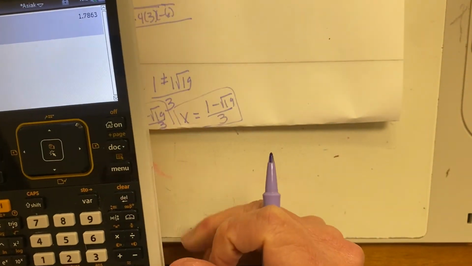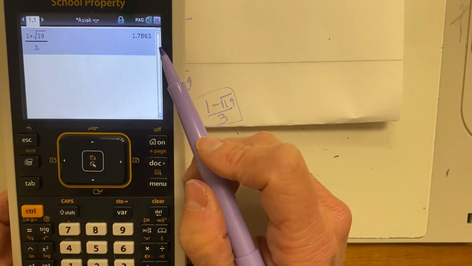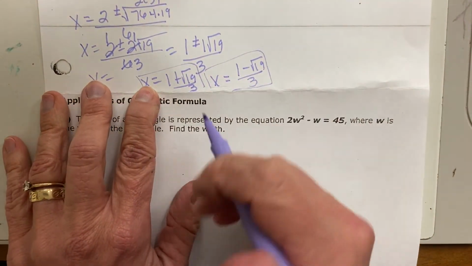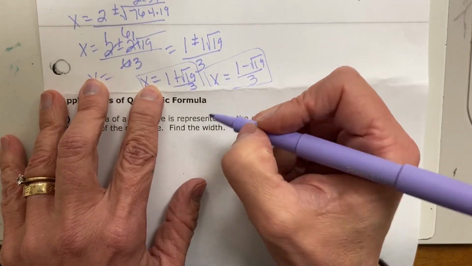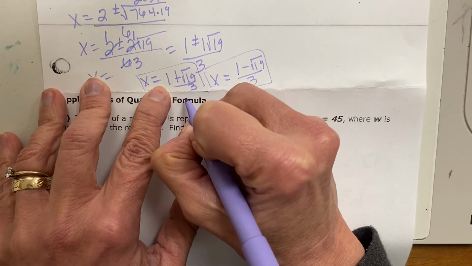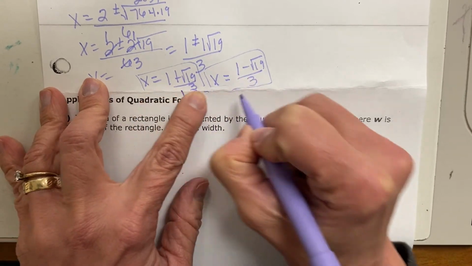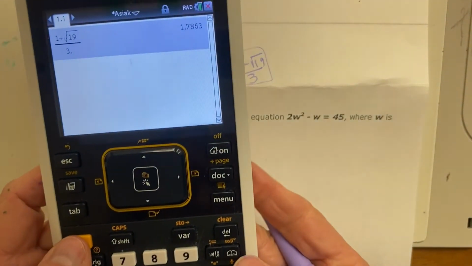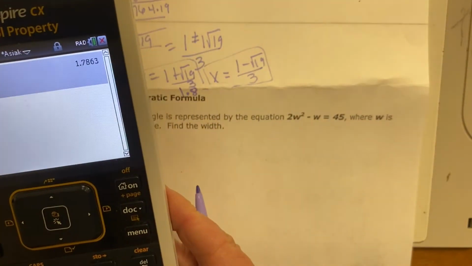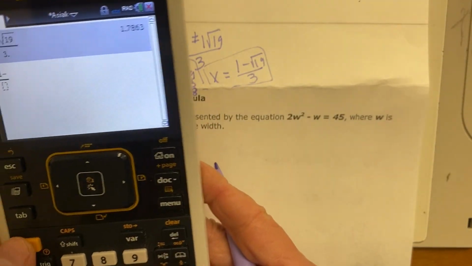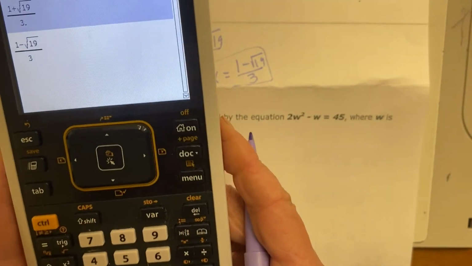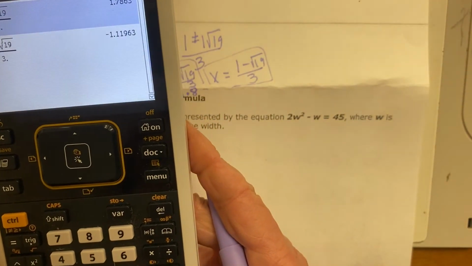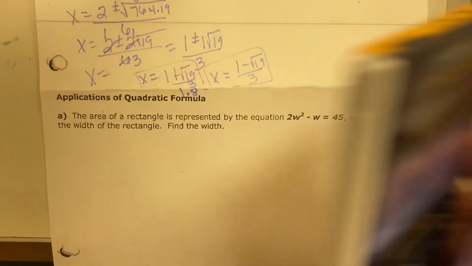And then this root is going to be 1.786. We want it to the nearest tenth. And so that'll be 1.7, that'll be 1.8. And then we'll go ahead and do the same thing over here, Control Divide. And then we'll put 1 minus, Control Divide, square root of 19 over 3, if we want a decimal, we'll put a decimal here. And that's going to be a negative 1.1.